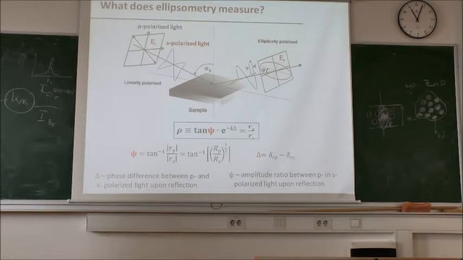So the sample surface differentiates between these polarizations, which causes a change in the polarization state of the reflected light. The linearly polarized light is transformed into elliptically polarized light after its reflection from the surface. So in ellipsometry, the measured values are expressed as psi and delta, which are denoted as amplitude ratio and phase difference between P and S polarization.